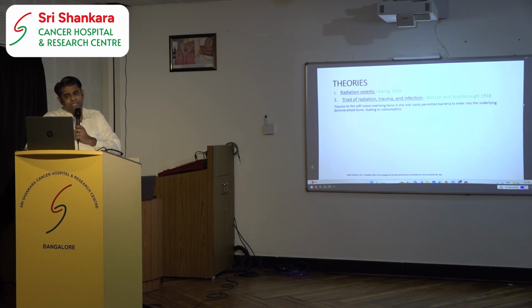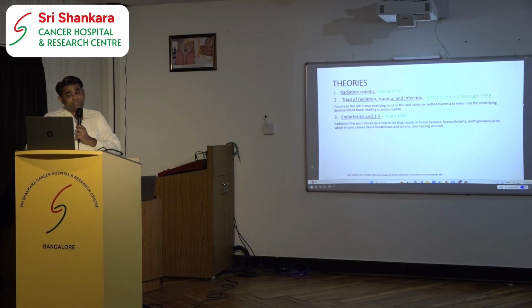Watson and Scarborough in 1938 proposed the triad of radiation, trauma, and infection. Trauma to the soft tissue overlying bone in the oral cavity permitted bacteria to enter the underlying demineralized bone, leading to osteomyelitis. But ORN and osteomyelitis are not synonymous. Why? Because in osteomyelitis there is a periosteal inflammatory response also, whereas in ORN that is not seen.